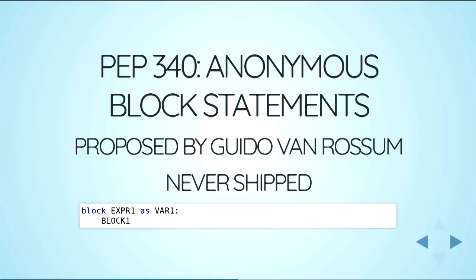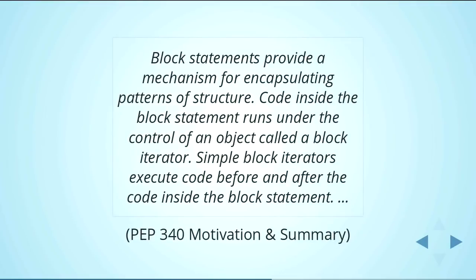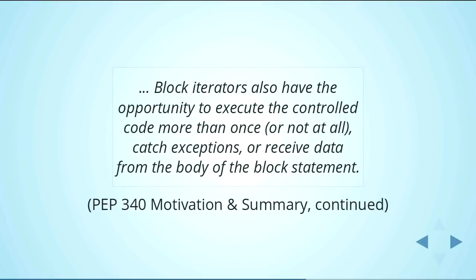PEP 340, anonymous block statements. These were proposed by Guido van Rossum. They never shipped. Block expression as var1, block1. Does this look familiar to anyone? From the PEP, block statements provide a mechanism for encapsulating patterns of structure. Code inside the block statement runs under the control of an object called a block iterator. Simple block iterators execute code before and after the code inside a block statement. Might be sounding familiar. Block iterators also have the opportunity to execute the controlled code more than once, or not at all, catch exceptions, or receive data from the body of the block statement.